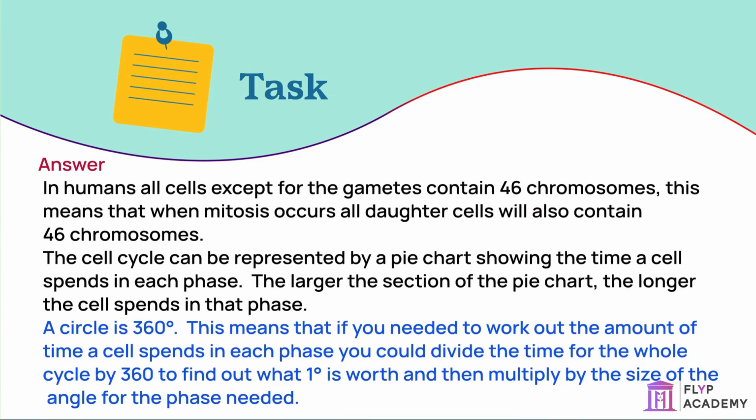In humans, all cells except for the gametes contain 46 chromosomes. This means that when mitosis occurs, all daughter cells will also contain 46 chromosomes.